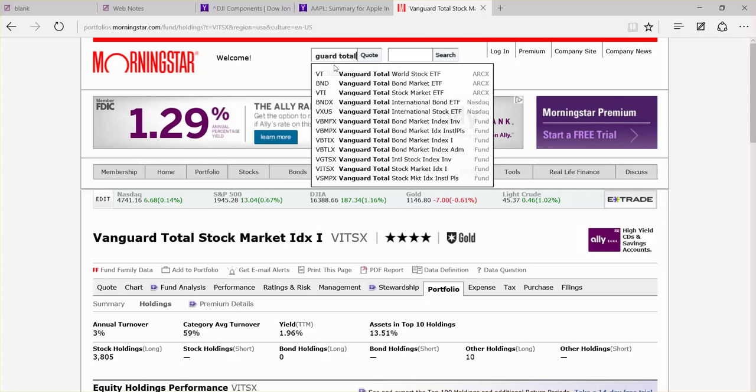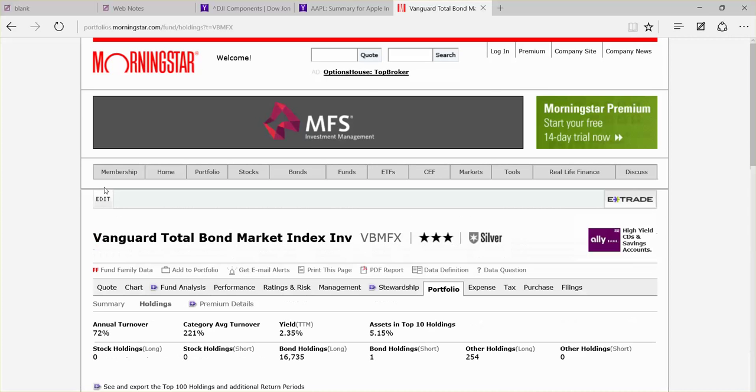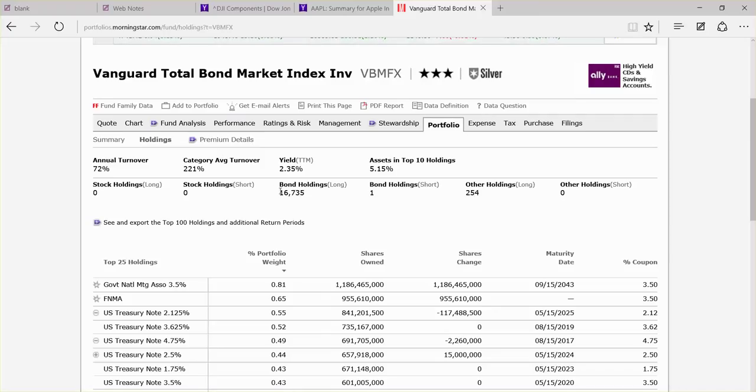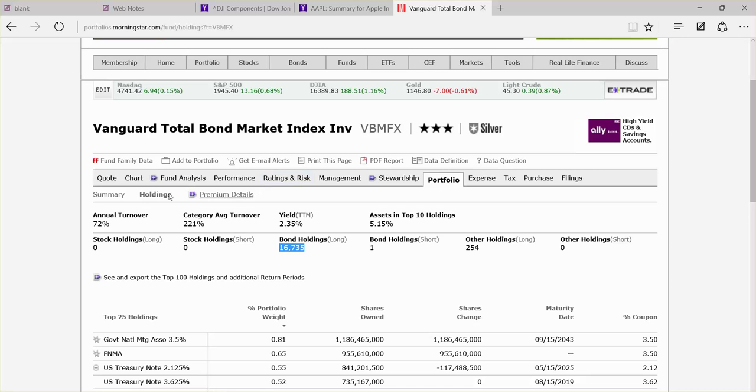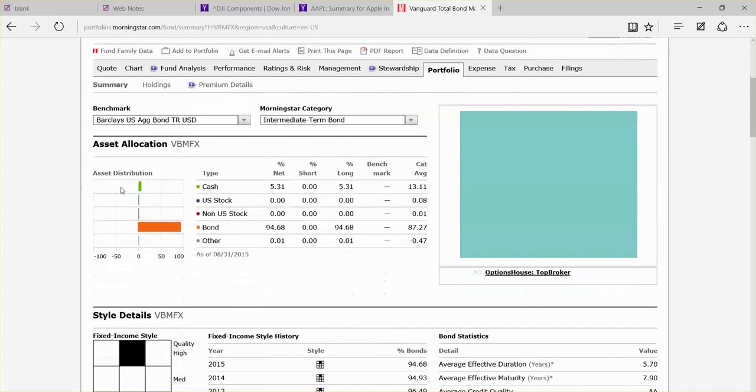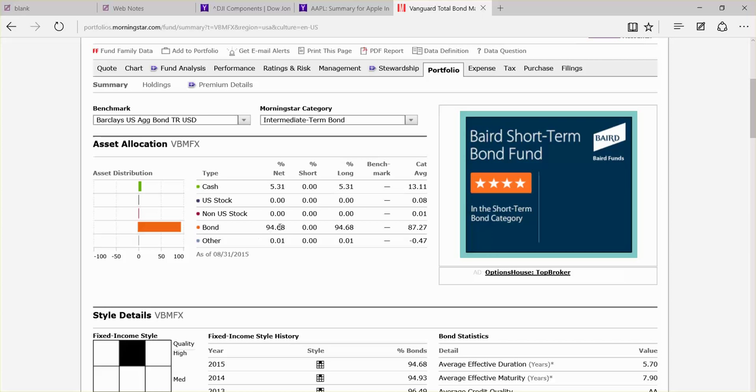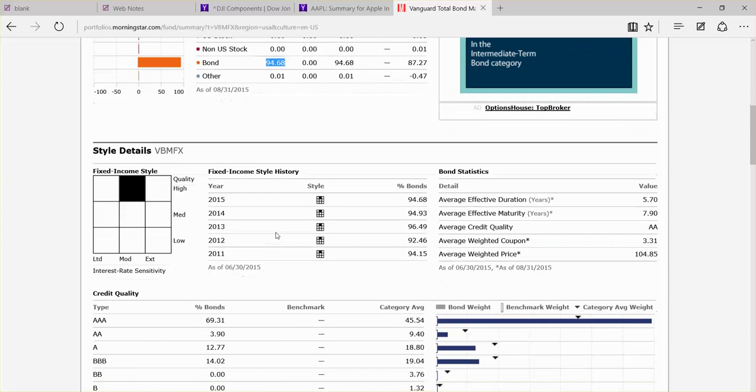So it's the total bond market index fund for individual investors. Look at how many bonds you would have indirect ownership in. About 17,000. This is a fairly diversified bond portfolio. I'm going to go to the summary now, and we can see that the bulk of this fund's money is in bonds, 95%. Quality refers to the bond rating. Highest quality, medium quality, low quality would be junk bonds.